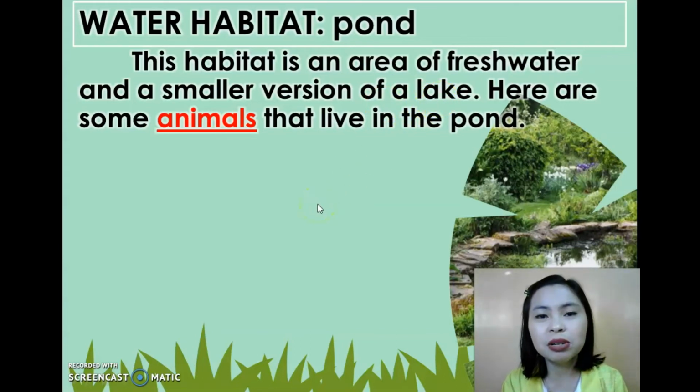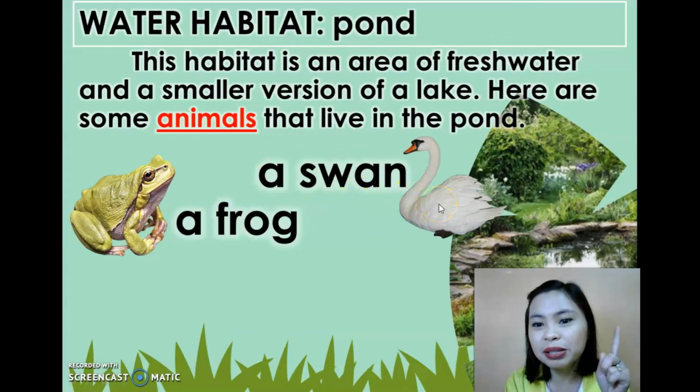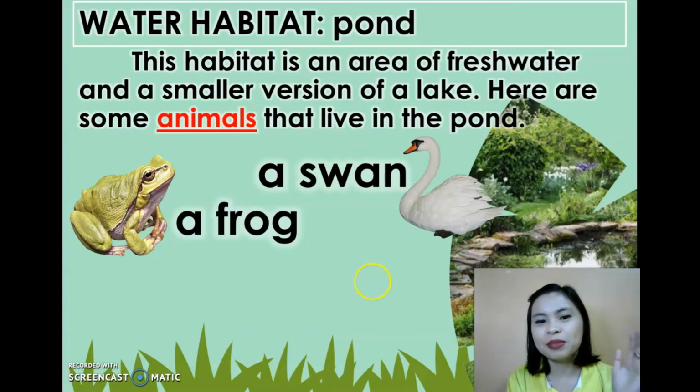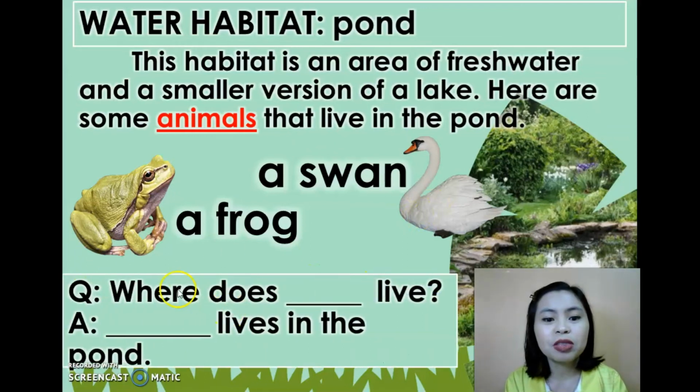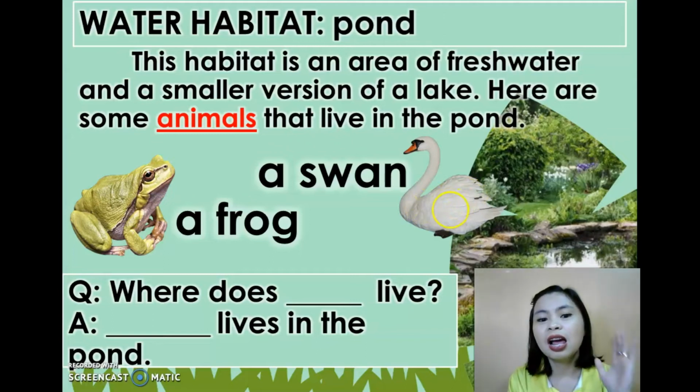And these are the animals that are living in there. A frog and a swan. Again, a frog and a swan. What animal is this? Yes, a swan. So our question is, where does a swan live? Again, where does a swan live? Answer, a swan lives in the pond. One more time.